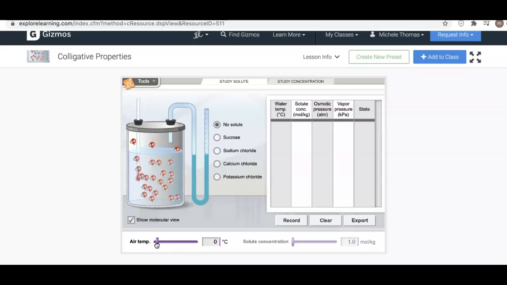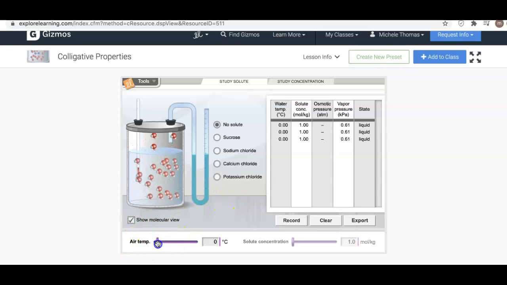0 degrees Celsius is our freezing point of water. So this is where our water is going to turn from a liquid to a solid. So be aware that it takes a few moments for your water to change its temperature after you change the air temperature. And so you can click record to find out the temperature. So you can see the temperature of our water here is 0. And it's, of course, still 0, and we're still looking at liquid water. And this is the data that you're going to want to make a note of.